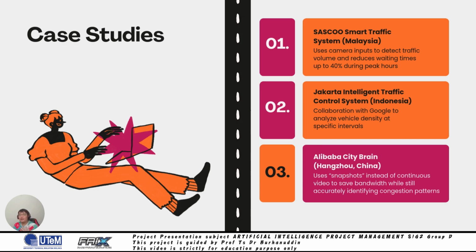It uses snapshots instead of continuous video to save bandwidth, as a video is much larger in file size, while although using a snapshot, it is still accurately identifying the congestion patterns.